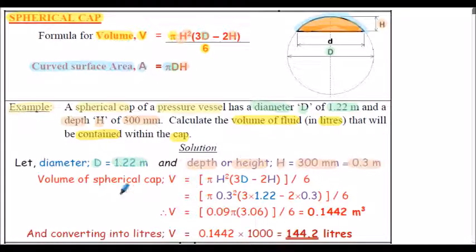So from above, the volume of the spherical cap, V, is given by this equation. It's written on one line here. And inserting the values of h and uppercase D into the equation, we can determine the volume, and that's 0.1442 meters cubed. Just note the question wants us to state the volume in terms of litres, so V in terms of litres, we would have to multiply 0.1442 by 1,000. There are 1,000 litres in 1 meters cubed, so the volume is 144.2 litres.